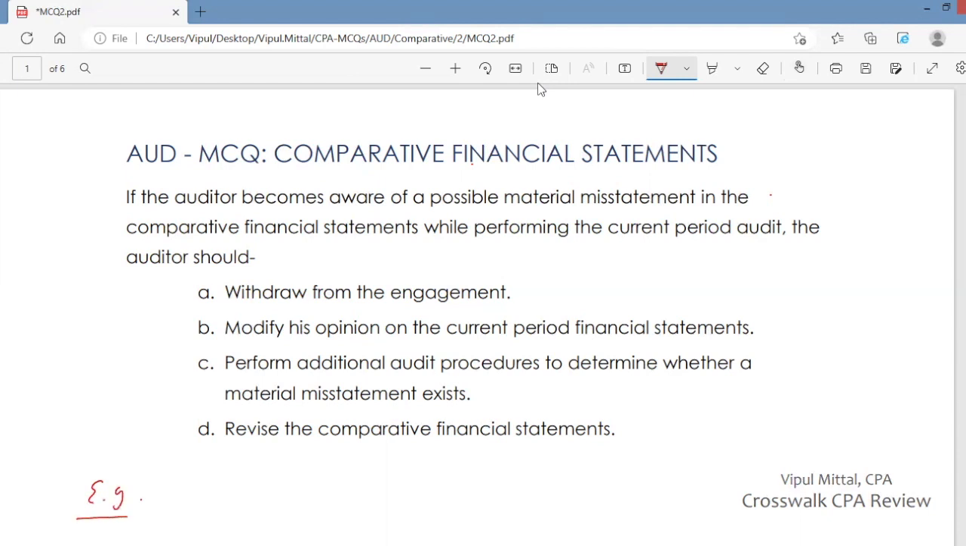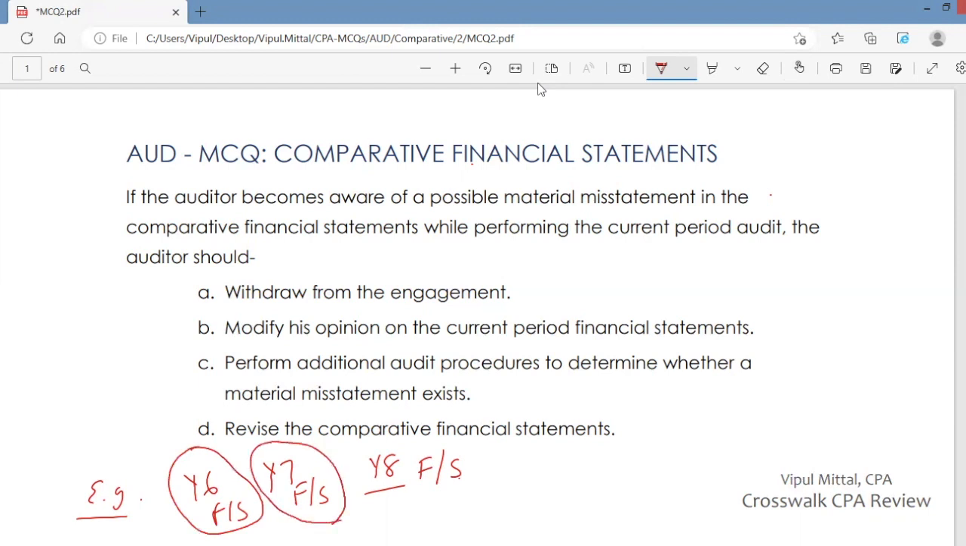For example, you are the auditor, auditing the financial statements for year 8. Management is presenting year 8 financial statements along with year 7 financial statements and year 6 financial statements. So year 6 and year 7 financial statements are also presented with year 8. Now year 6 and year 7, these two are comparative financial statements.